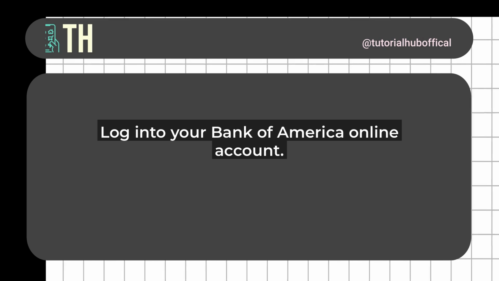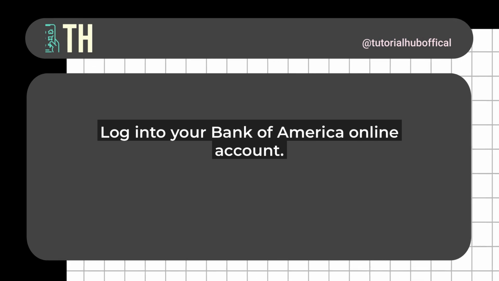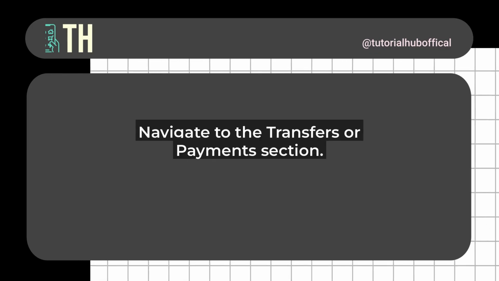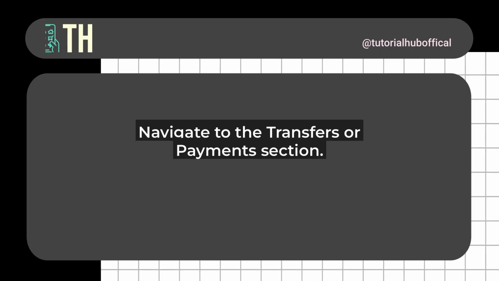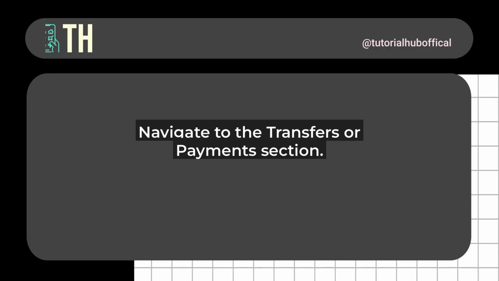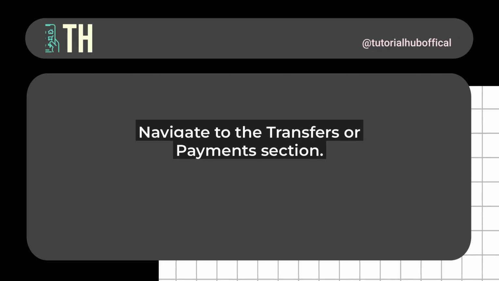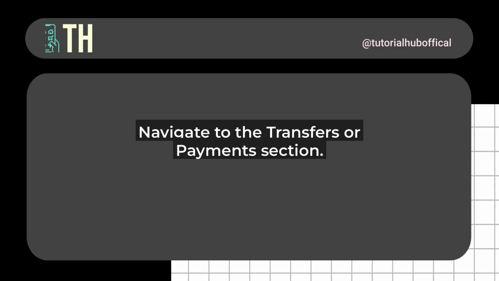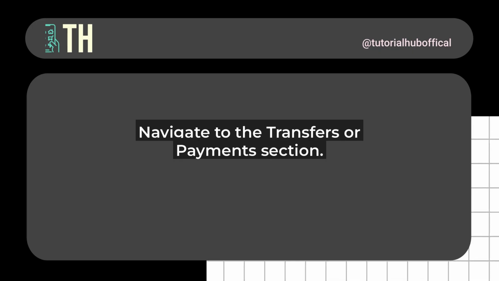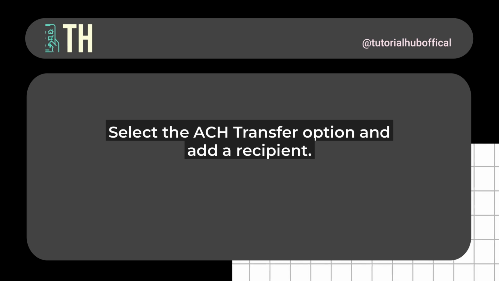First things first, make sure you have your Bank of America online banking account ready. If you don't, head to their website or app and sign up. It's straightforward and secure. Once you're logged in, navigate to the Transfers or Payments section. This is usually found on the main dashboard. Look for icons like a money arrow or something similar. In 2025, Bank of America has made this even easier with updated interfaces, so you might see a dedicated ACH option right away. Now, let's get into the steps.